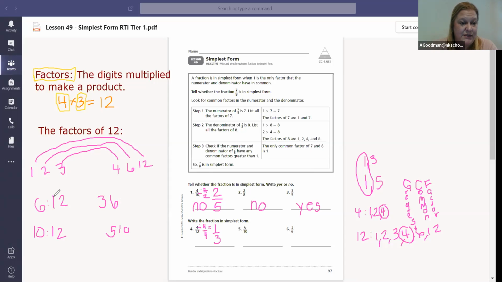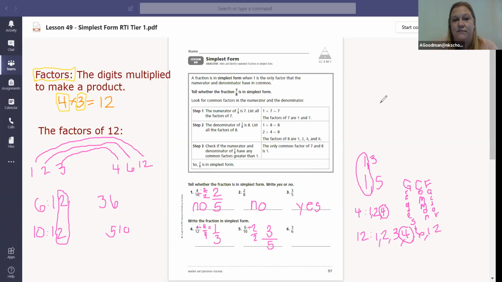Let's see what the greatest common factor between 10 and 6 is. 1, 2, nope, nothing over there. So 2 is the greatest common factor. So we are going to divide this fraction by 2 halves. Right? So 6 divided by 2 is 3, and 10 divided by 2 is 5. So 6/10 is equivalent to 3/5.